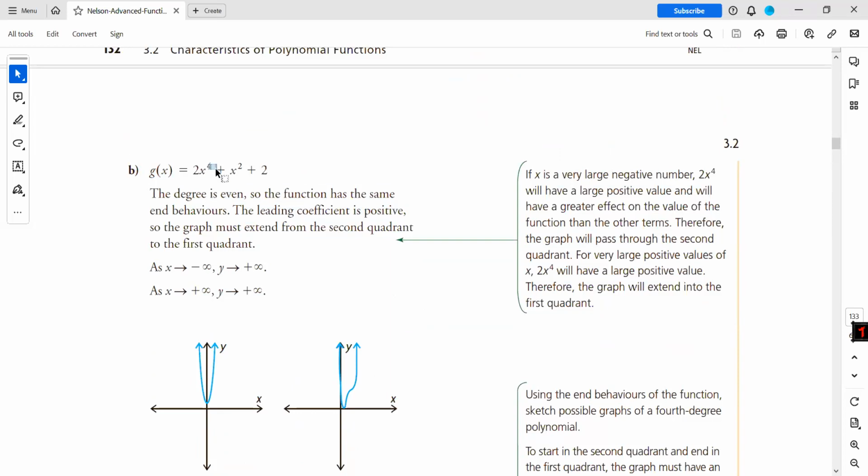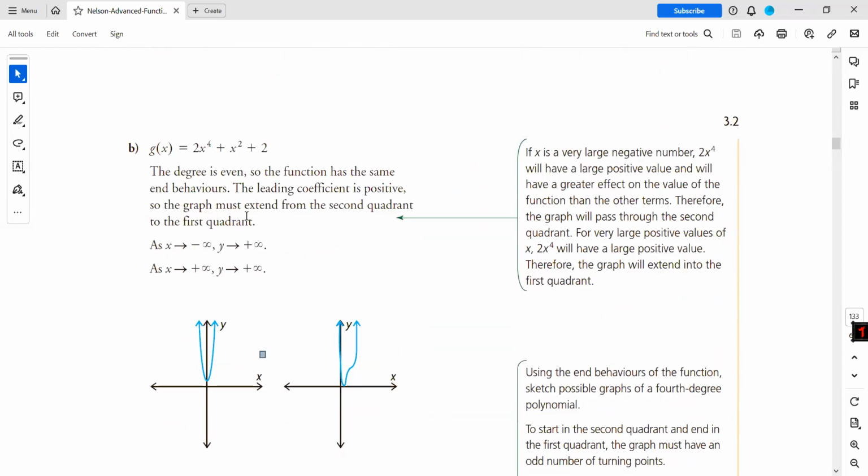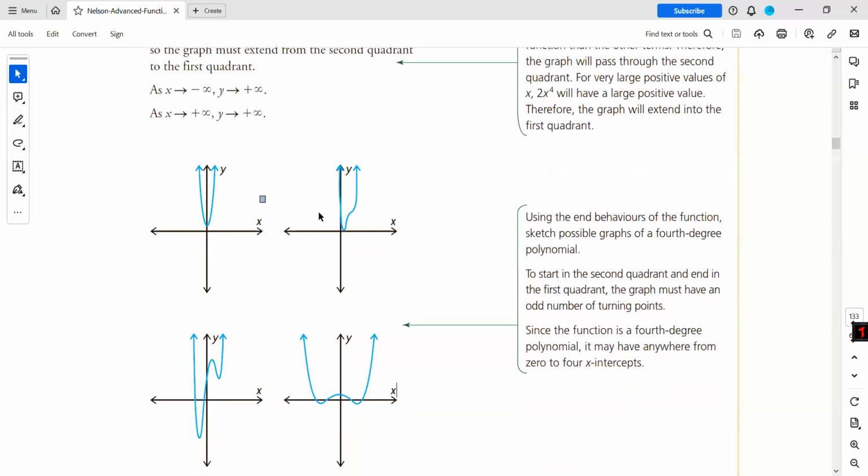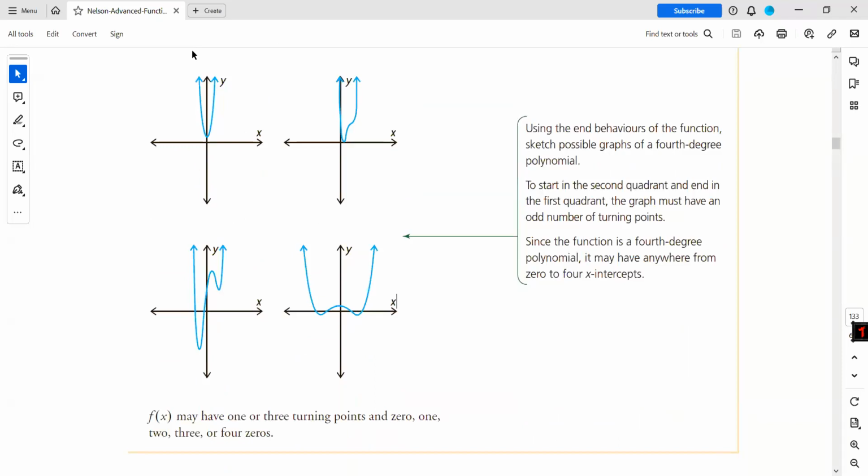Here we have even degree polynomial function with positive leading coefficient, which means an end behavior would face towards the positive infinity on both ends. That's what we can say about end behavior. And it can have as much as 4 zeros and 3 turning points.